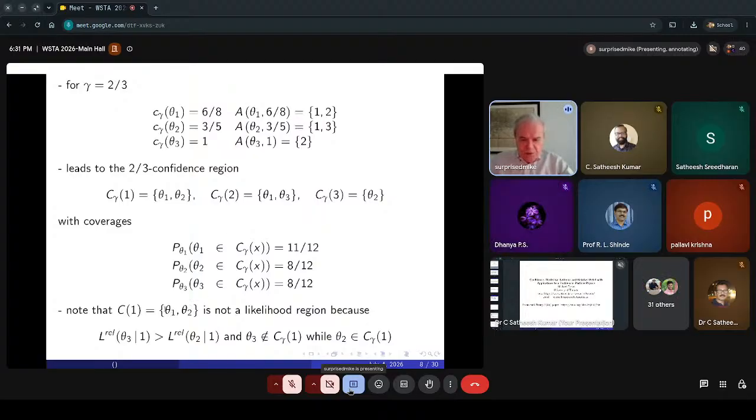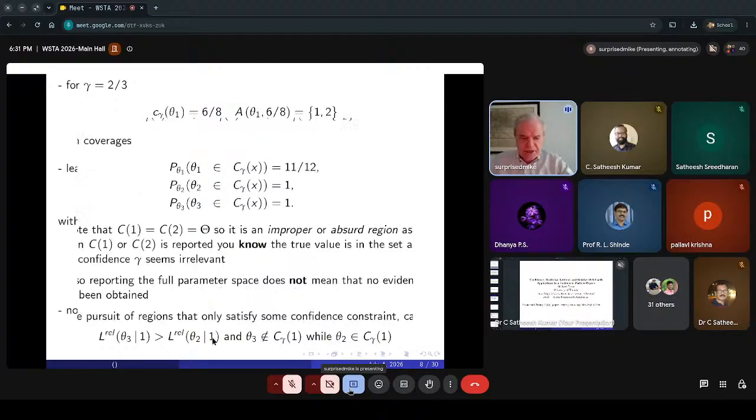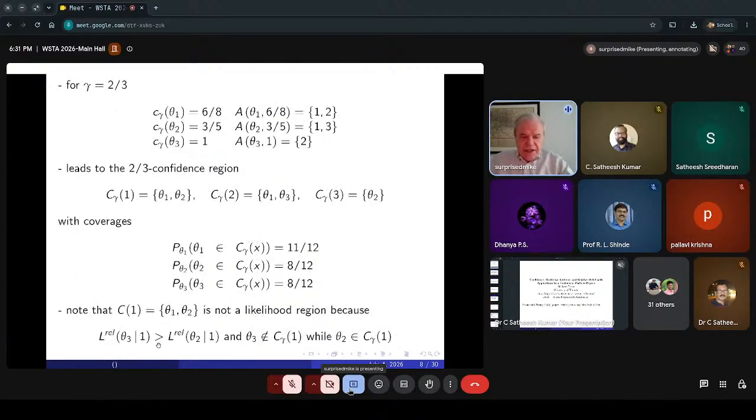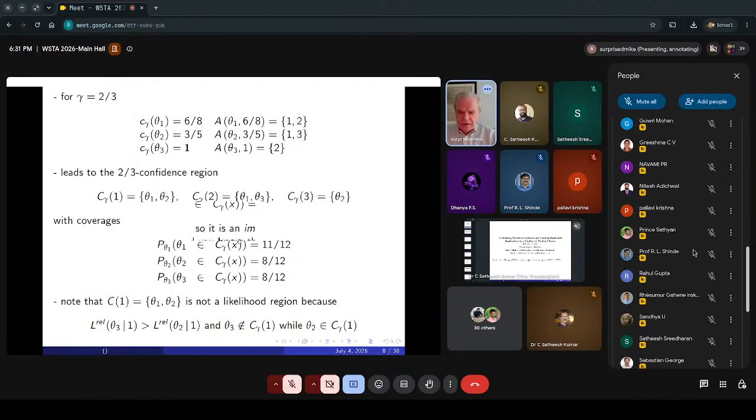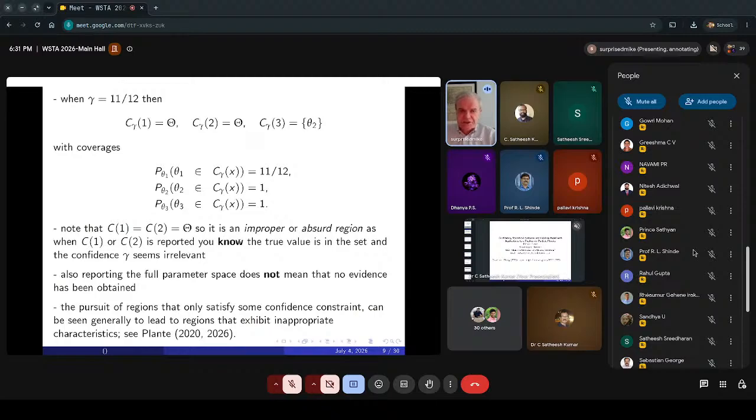Now, the problem with this, however, is that the lower bound is indeed 2/3. If I look at the confidence region when I observe 1, it's not a likelihood region. The reason for that is that the likelihood at theta 3 when I observe 1 is greater than the likelihood at theta 2 when I observe 1, but theta 3 is not in the region. So it's definitely not a likelihood region, okay? Now that's one of the problems with the Feldman-Cousins, so we'll see why later. We want these regions to be likelihood regions.